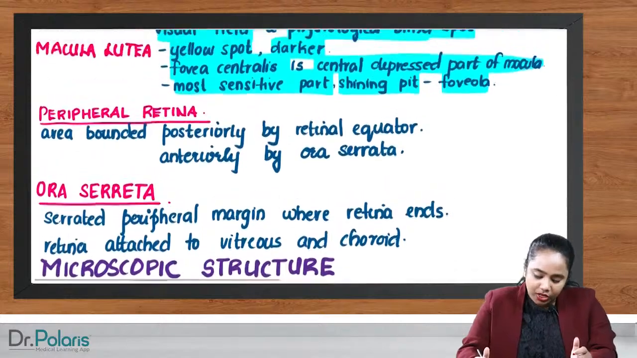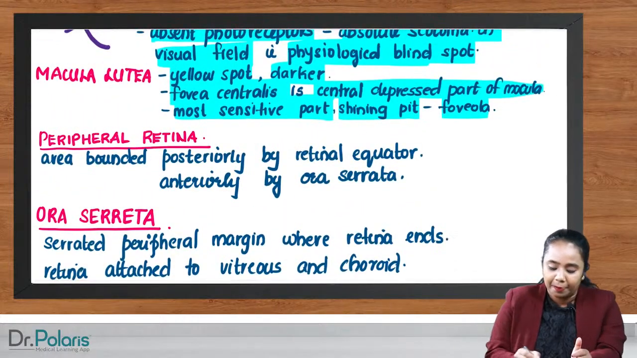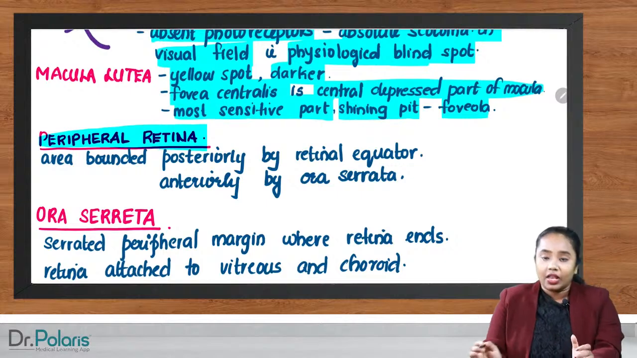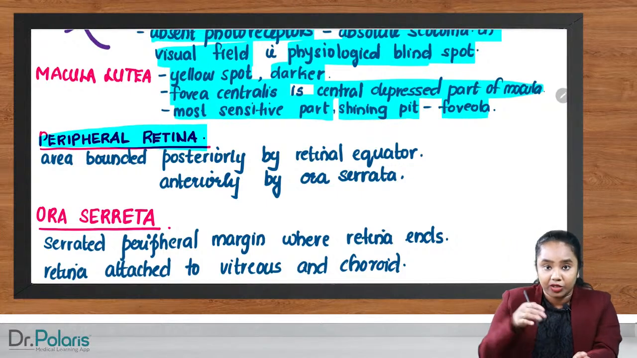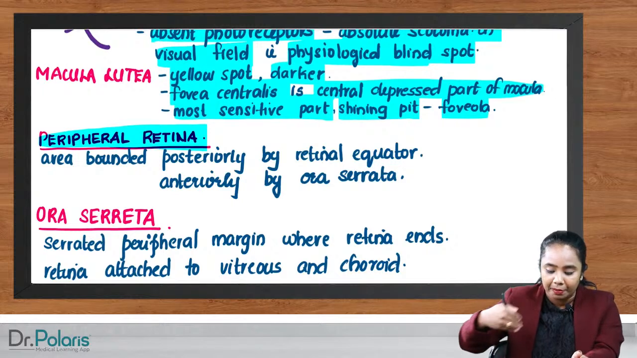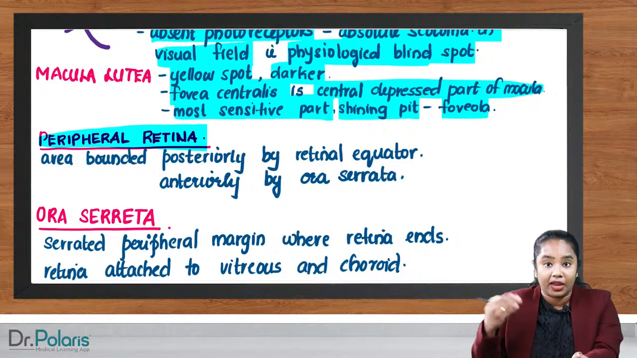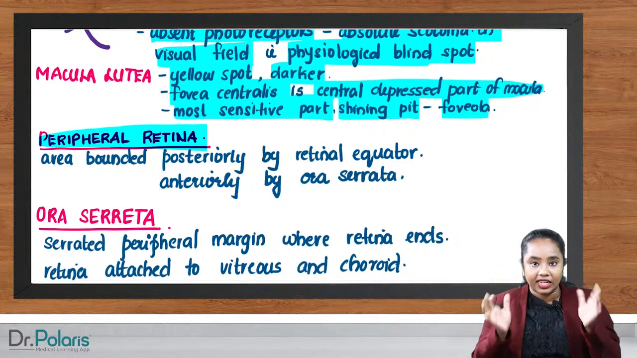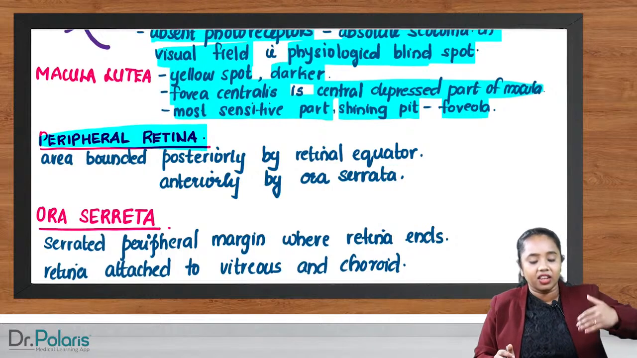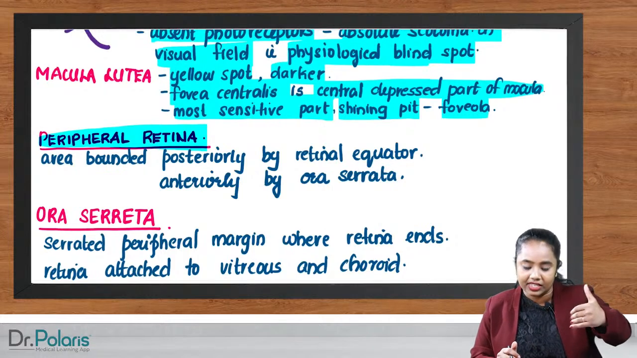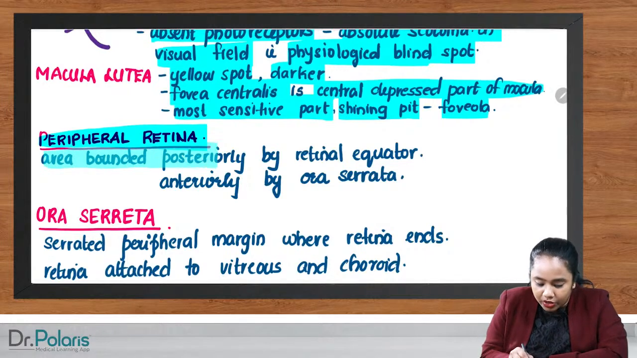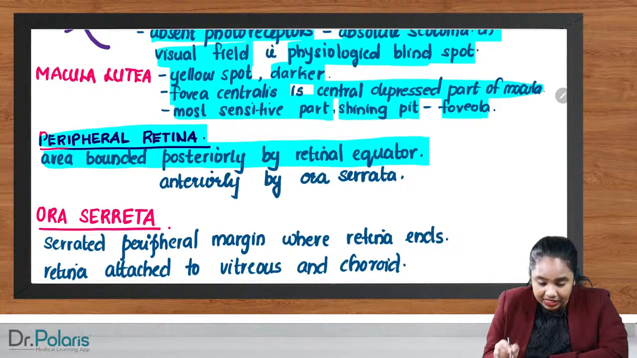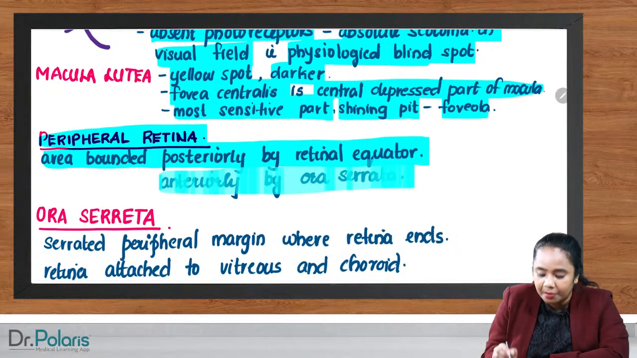Now the next word that you should know is the peripheral retina. I told you there is a retinal equator. The peripheral retina is the area bounded posteriorly by the retinal equator and anteriorly by the ora serrata. In front you have the ora serrata and behind you have the retinal equator.